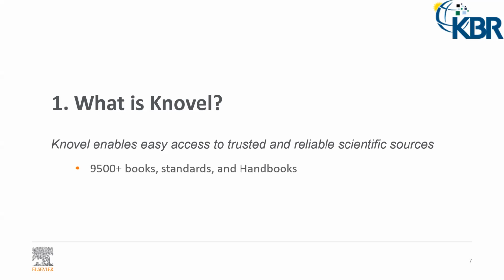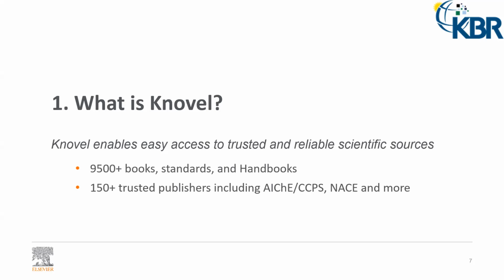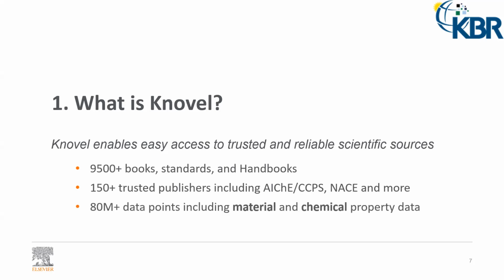We have over 9,500 books, standards, and handbooks. We have over 150 trusted publishers, and we have over 80 million data points, including material and chemical property data. Some of the data in Knovel, actually the majority of it, is from Elsevier publications, but we have a lot of other publications that we add together for the customers to have the whole umbrella of the information.